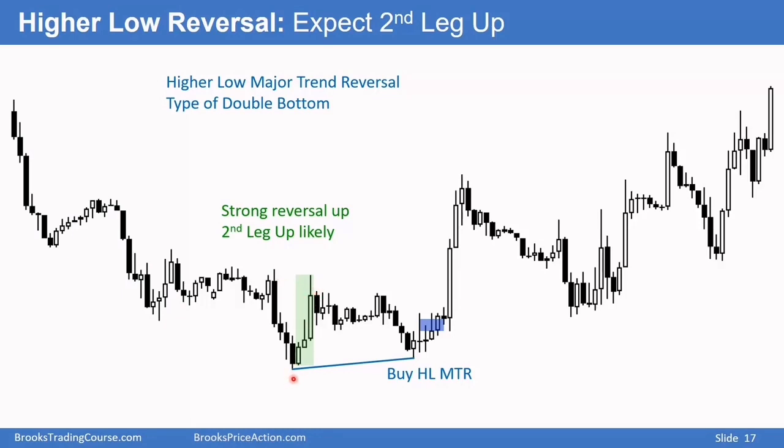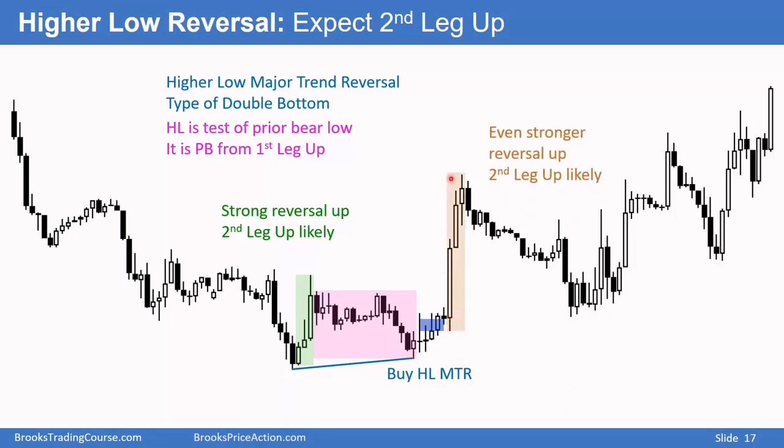Bulls put a stop below the low, and they hold. They look to buy more above a bull bar here, or here, or here. A second entry buy, 1, 2, looking for a second leg up. This higher low is a test of the prior bear low, and it's also a pullback from this first leg up. Higher low, expect a second leg up.